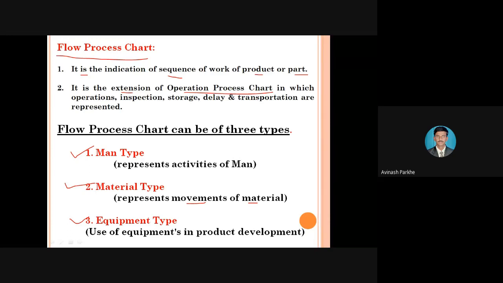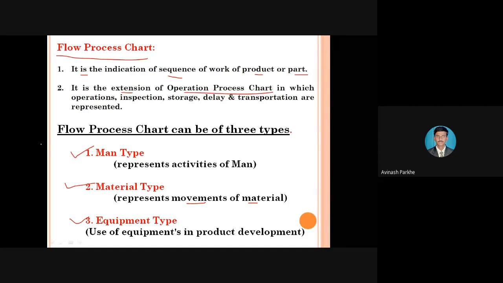Also, this flow process chart helps to combine some of the operations. Some of the operations are performed by using the same machine, so such types of operations can be performed by using the same machine. Whatever the unnecessary cycle time is there to travel the component from one machine to another machine, such unnecessary movements can be eliminated by using this flow process chart. Also, this flow process chart is useful to fix the sequence of operation.